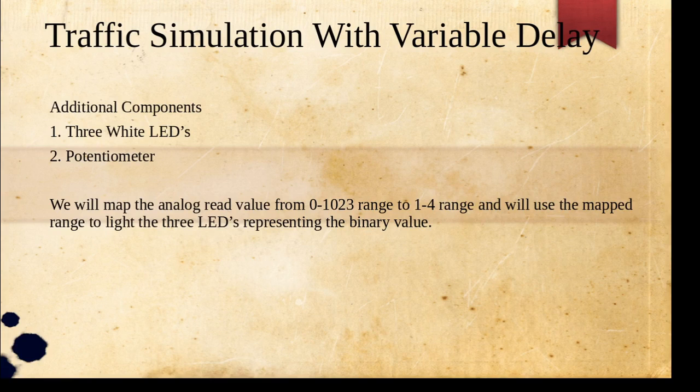Here our idea is to use three white LEDs to represent the mapped range for the analog read value. Whenever the Arduino reads the potentiometer value, the default raw data will range from 0 to 1023. We want to map that range to 1 to 4. Now in this video we will see how to map the range and how to light the LEDs.